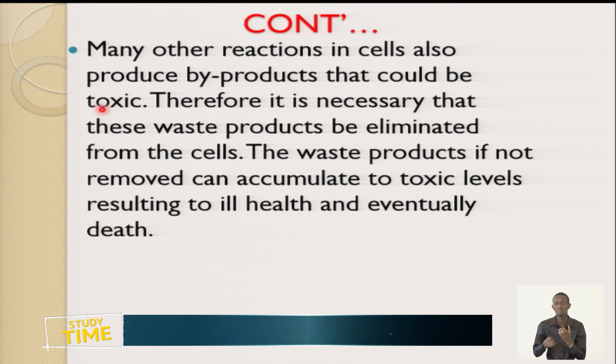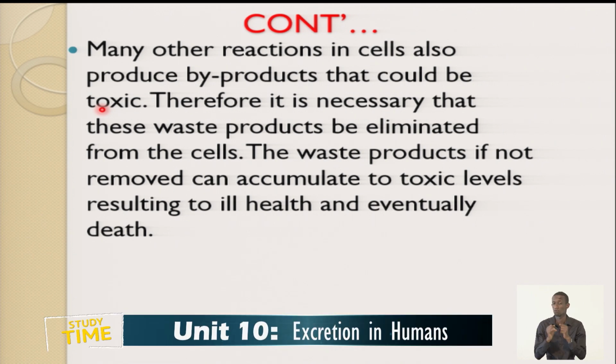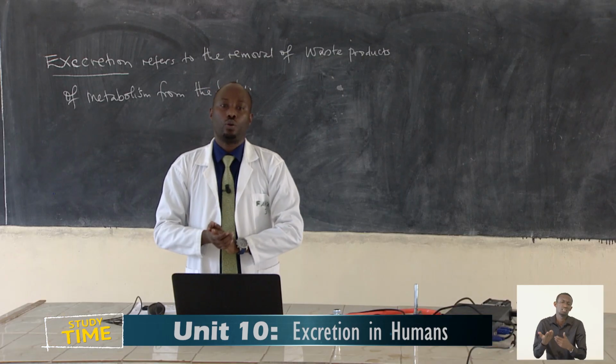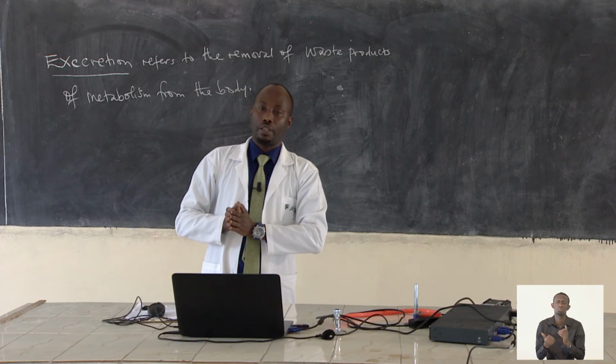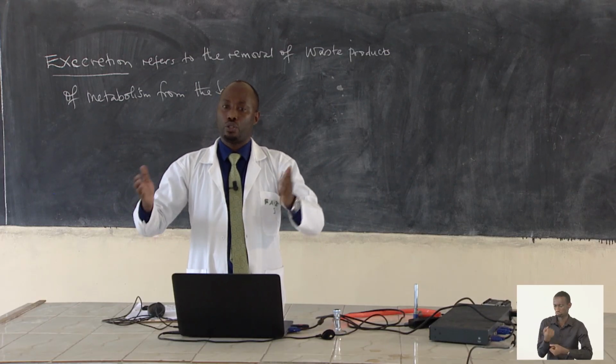Because if they are toxic to the cells, they can affect the functioning of the cells and eventually can also cause the cells to die. So we try to avoid waste product accumulation in the body cells. They have to be removed, because once the level of toxic substances is very high, it can lead to death, cause the death of some of the cells, and even cause malfunctioning, poor functioning of the cells.